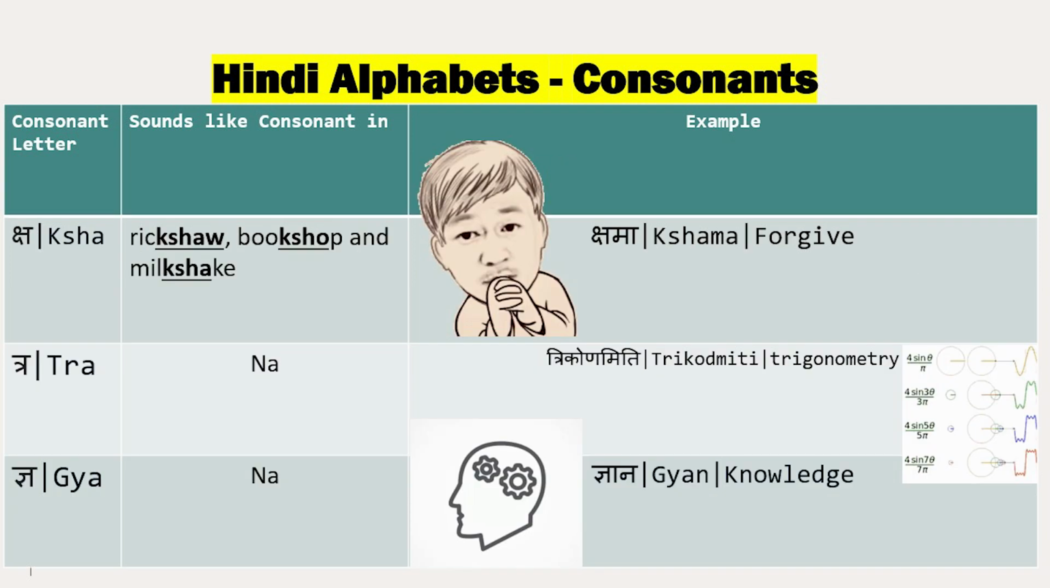The next letter ksha is how you pronounce rickshaw, bookshop, and milkshake. Hindi word kshama, which means forgiveness, starts with the letter ksha. The next letter in this set, tra. Hindi word trikonmiti, which means trigonometry, starts with the letter tra. The last letter in the Hindi alphabet is gya. Hindi word gyan, which means knowledge, starts with the letter gya.